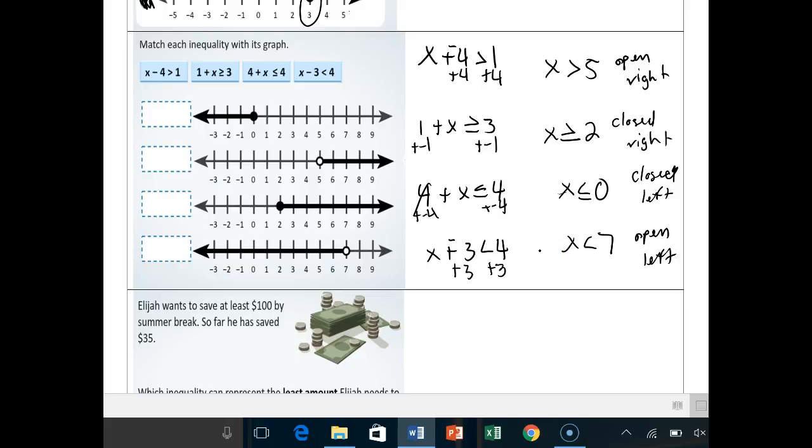So you're going to drag this. This one is the x minus 3 is less than 4, right? Because there's your 7 solution, open and left. This one is the 1 plus x is greater than or equal to 3, because your solution was 2 and it was a closed circle. Here we have the x minus 4 is greater than 1 because it was an open circle, and obviously this last one is the 4 plus x less than or equal to 4.